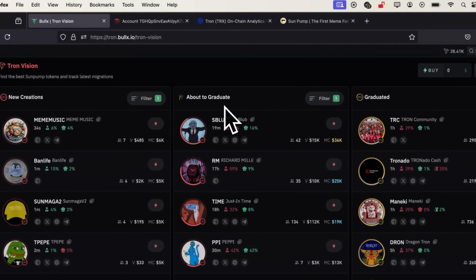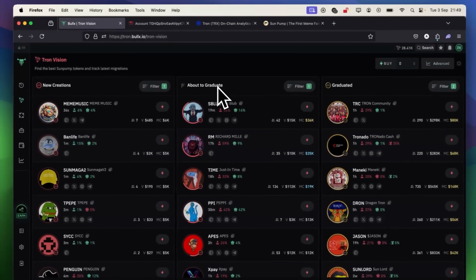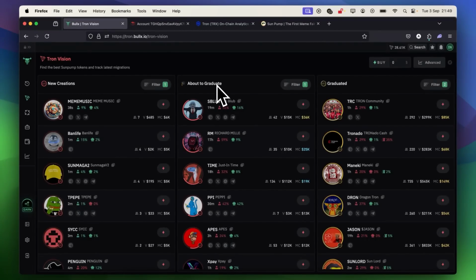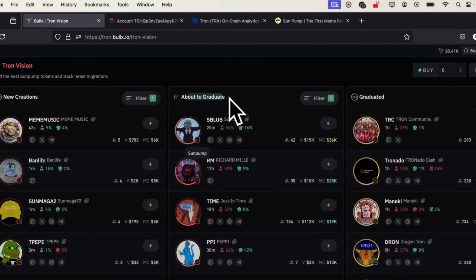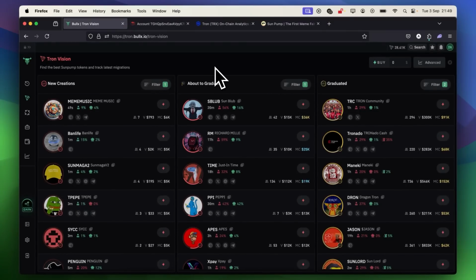That just means these are the tokens that are about to finish the bonding curve progress, same as Pump Fun, but on Sunpump. These tokens start off with a $5,000 market cap, and when they reach about $60,000 to $70,000 market cap, they finish their bonding curve, and they get deposited into SunSwap.